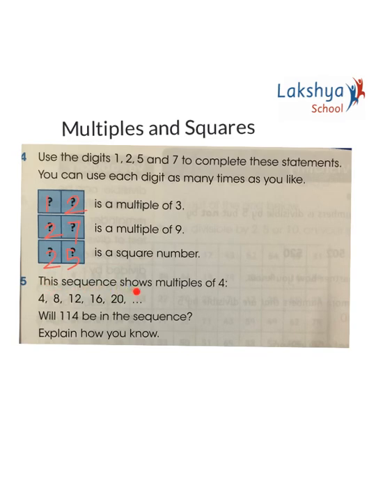Question 5. This sequence shows multiples of 4. Will 114 be in the sequence? How do you find it out? Do explain this. You can divide 114 by 4 and find if you have a 0 remainder. If you don't have a 0 as a remainder, then definitely this would not be in the sequence. This is one of the methods.